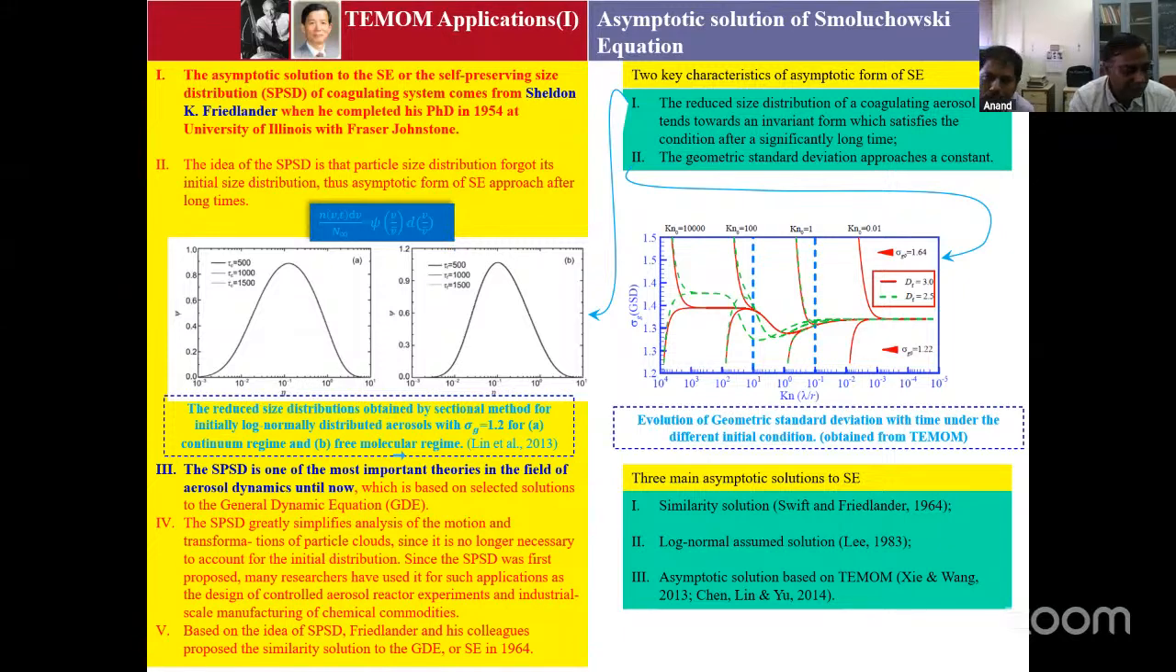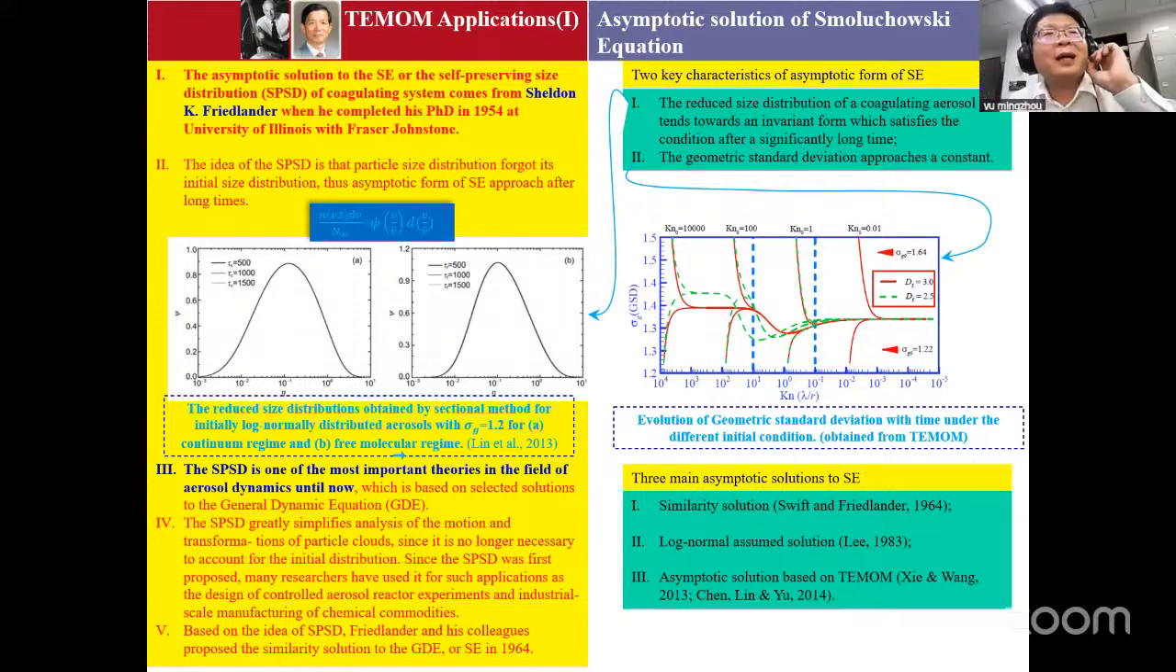Sir, one more question. Whether these equations have been tried coupled with the advection diffusion equation, like the coagulation equation plus the advection diffusion coupled equation, whether somewhere it has been tried with the TEMOM or the cumulant moment method.